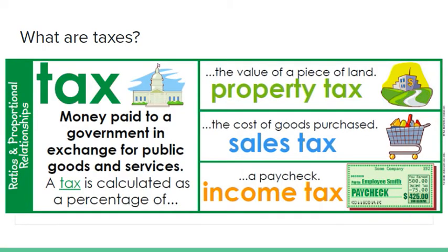So what are taxes? As you can see here, taxes are money paid to a government in exchange for public goods and services. A tax is calculated as a percentage of property, sales, and income. This week we talked about simple interest and how to find it. When you think about taxes, consider that simple interest being taken out of these three things. There are actually four things we're going to talk about, not just three, but these are the big three that people usually hear about.